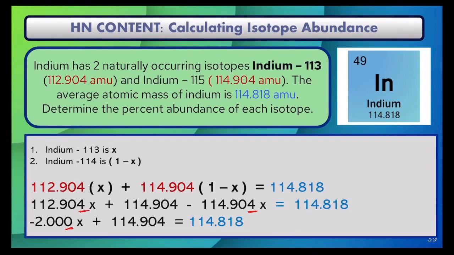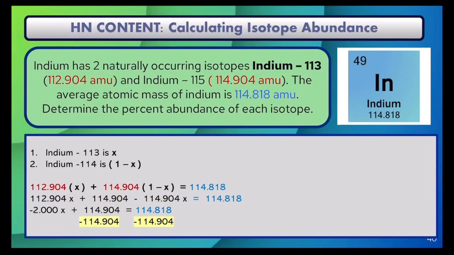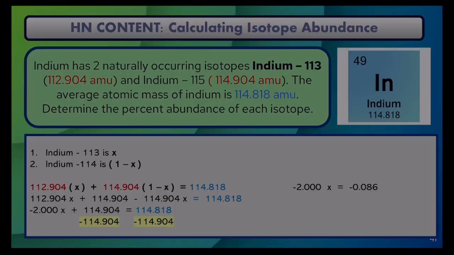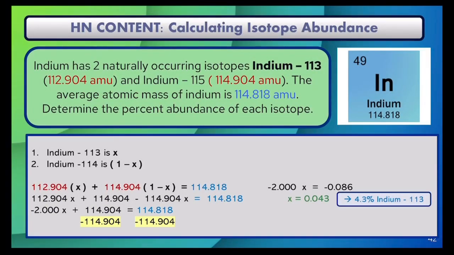And then now we're going to subtract 114.904 from both sides of the equation, giving us negative 0.086. Now to solve for x, we would divide both sides by negative 2, and that gives us the fractional abundance of indium-113 as 0.043. Because the question is asking for a percent abundance, you must multiply this by 100 to get the percent value.